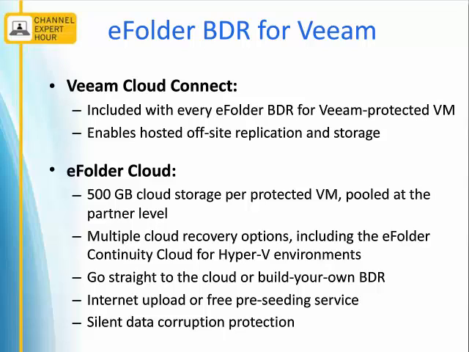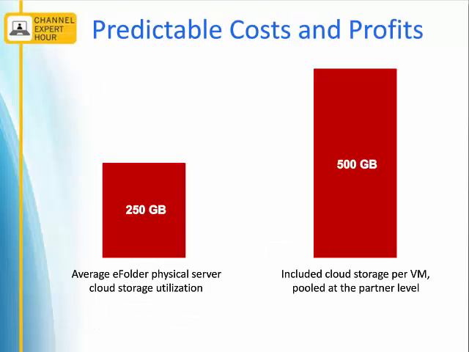That's a really important point for partners out there, for MSPs out there, to have that pooled at the partner level in terms of cost savings. That's right. And I think if we go to the next slide, just graphically depict this. I mean, today the typical physical server consumes about 250 gigabytes in the eFolder cloud, and so bundling 500 gigs per virtual machine is quite a bit. And then when it's pooled at the partner level, the partner gets that enormous economy.